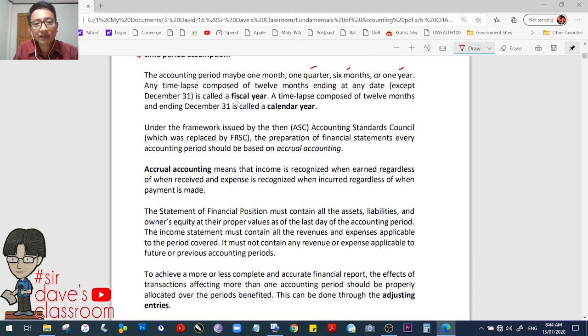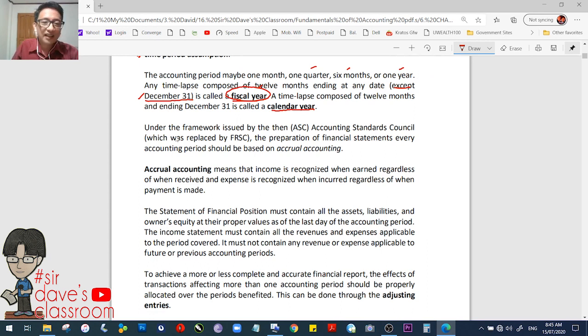So may tinatawag tayong fiscal year. Any time lapse involving 12 months except pag nagtatapos siya sa December 31 is called a fiscal year. Okay? Sabi natin except pag nagtatapos ng December 31. Bakit? Because kung nagtatapos yung taon ng December 31, necessarily nag-start siya ng January 1. At ang tawag doon ay hindi na fiscal year but a calendar year. So a fiscal year may start at any date except January 1, and then a calendar year necessarily starts on January 1.